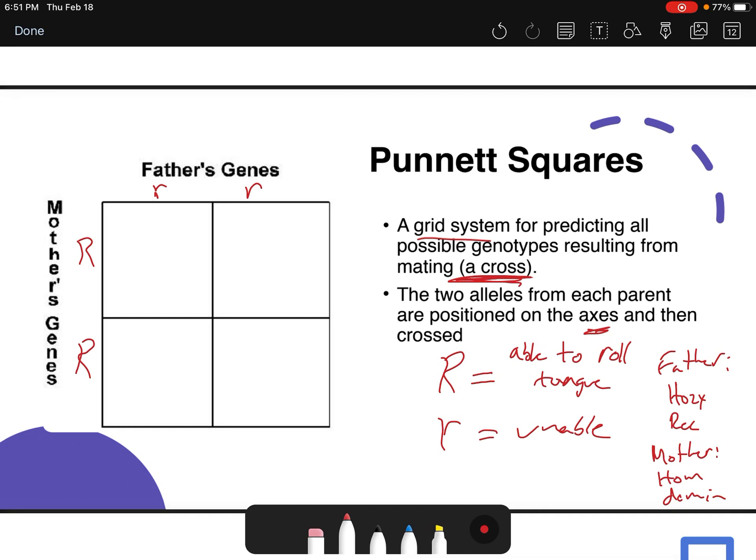So the way that I got that was, if we are going to do the mom here and we're crossing it with the dad, we know that since the mother is homozygous dominant, she can only have alleles for big R, and since the father is homozygous recessive, he can only have little r. So the only alleles that the dad can give are going to be in the sperm, which are all going to have little r in them, and then the mom can only give big R in her egg cells.